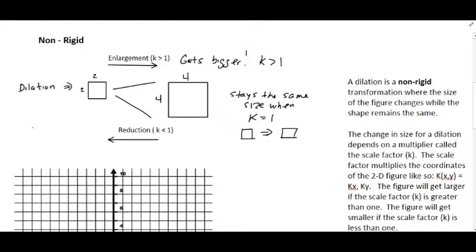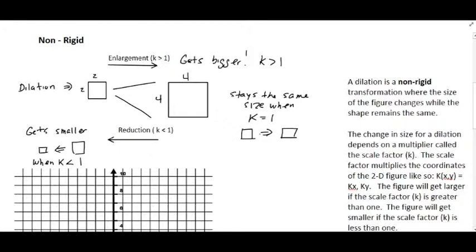Whenever k is less than 1, that means the picture will get smaller. The scale factor is less than 1, so instead of the full size of a car, you scale it down to the size of a model car. And so when k is less than 1, that's what happens. The picture or the figure or the shape gets smaller.